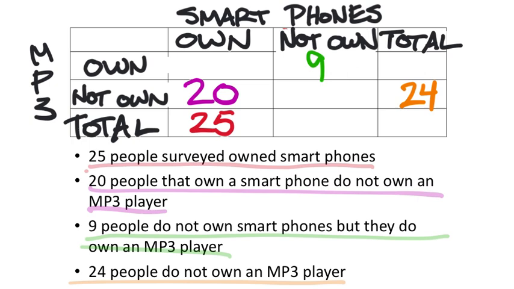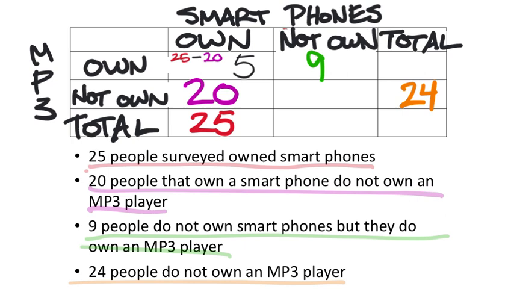There's a total amount of people that own a smartphone. That's 25. 20 of them do not own MP3 players, so I'm just going to subtract this out. And that gives me a total of 5 people that own a smartphone and own an MP3 player.